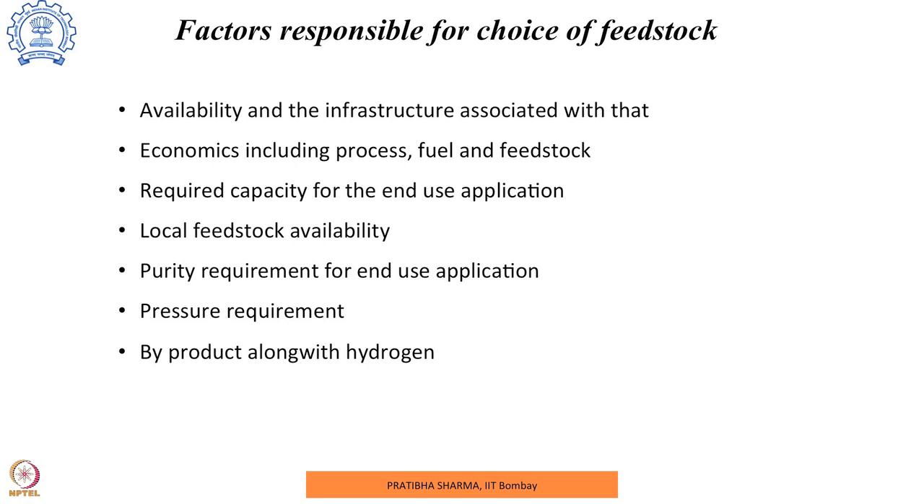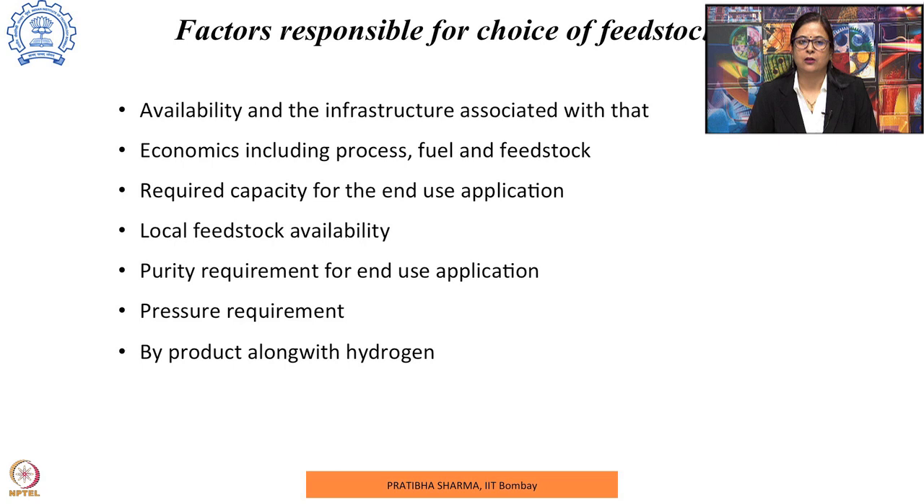And there are certain factors why fossil fuel is a preferred choice for hydrogen production. One thing is that fossil fuels are easily available, and we already have infrastructure. As such, whatever local feedstock is available can be used for hydrogen production, whether it is coal, oil, or natural gas. Besides that, hydrocarbons, as compared to water, are in a higher energy state. So, the process becomes more economical.